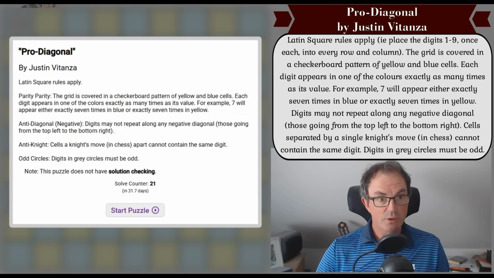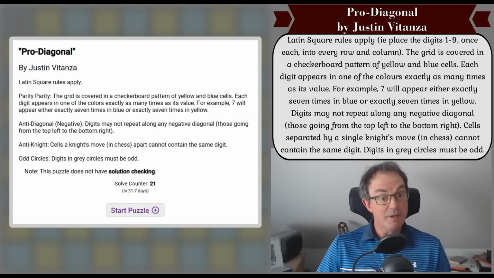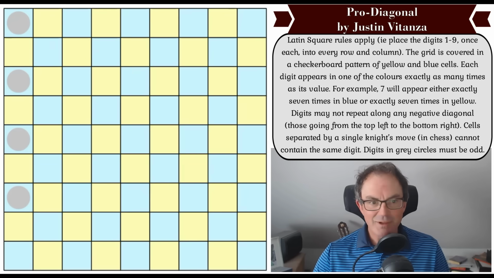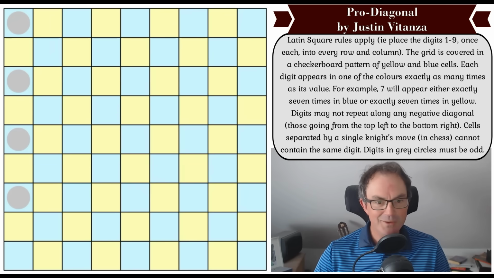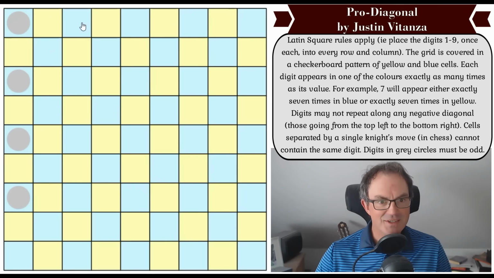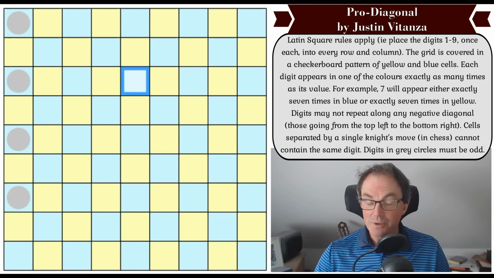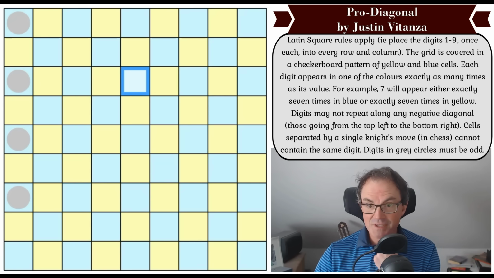And we have got Pro-Diagonal by Justin Vitanza, which is vitamins, I think. It looks like there's something very colourful going on. Oh, what the heck is this? That's not a Sudoku. There are no 3x3 boxes. But it is 9x9. Right, what have we got here? Pro-Diagonal, Justin Vitanza.